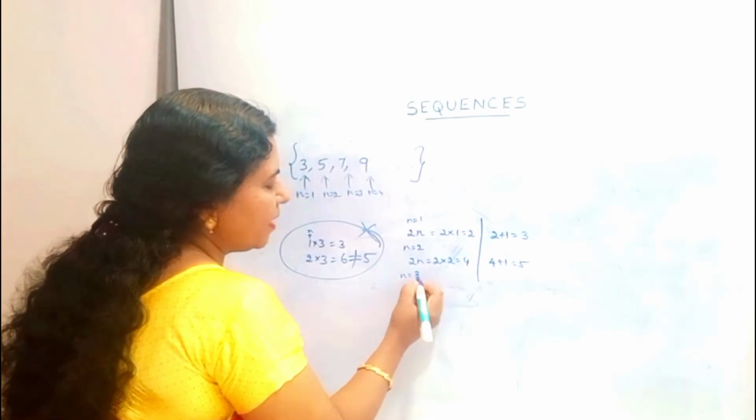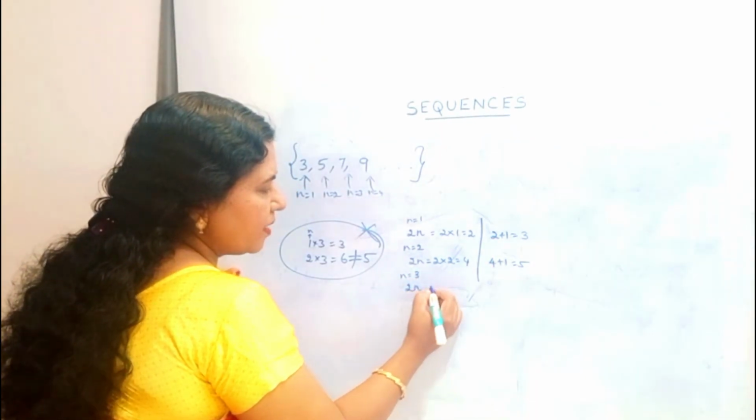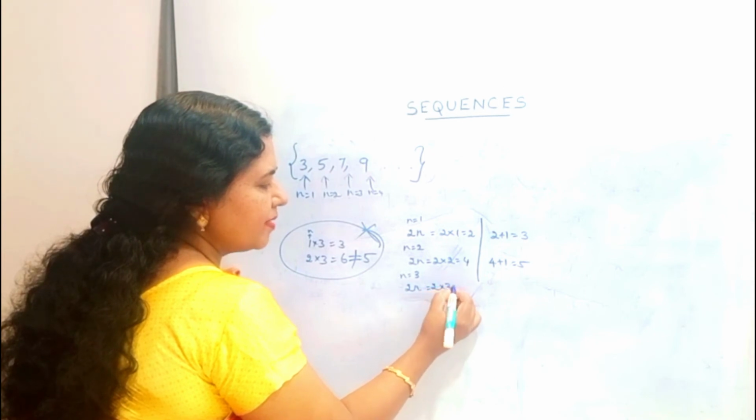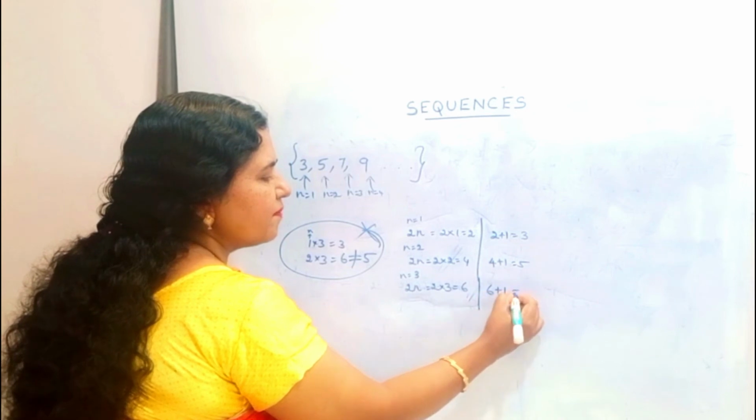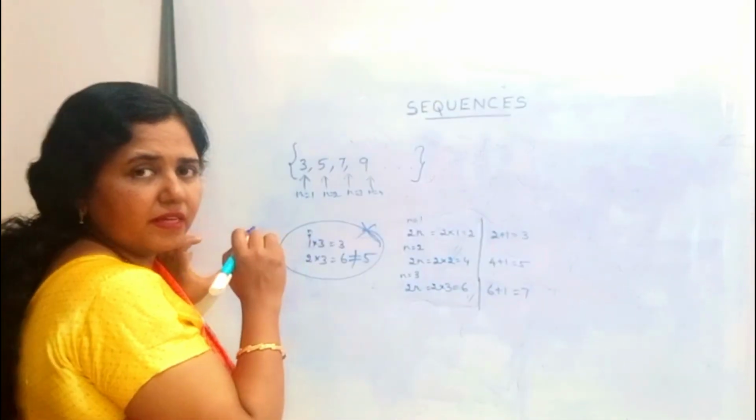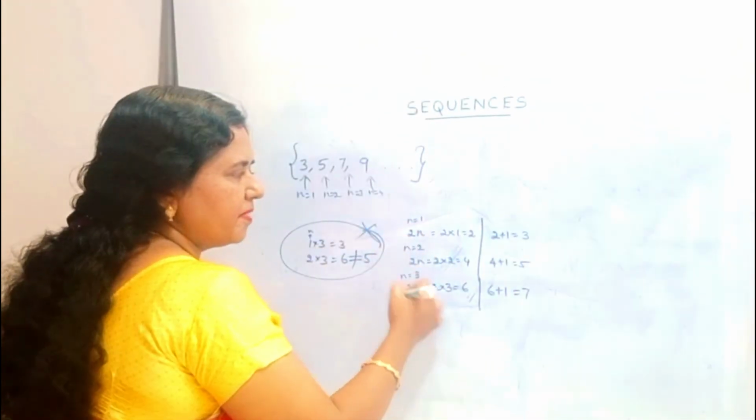n is equal to 3. So 2 into n is equal to 2 into 3, which is equal to 6. When we add 1 to the 6, we get 7, and we have 7 here. So this concept works here.